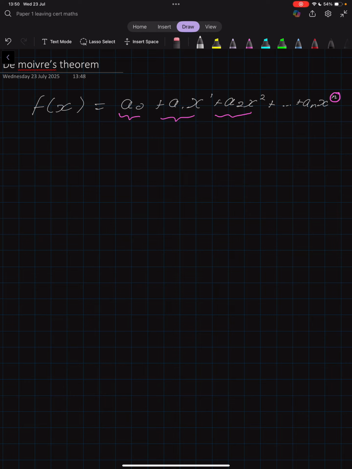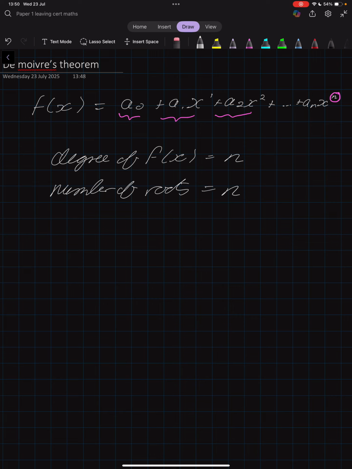Okay, that's all you need to know. You need to know the degree of f of x, in this case, is n, and the number of roots is n. That is absolutely all you need to know.